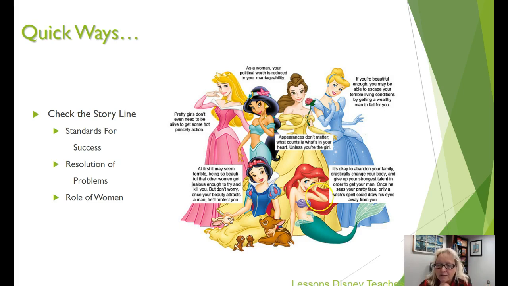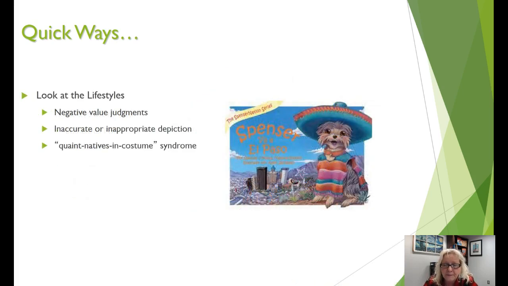So, with The Little Mermaid, the little blurb says it's okay to abandon your family, drastically change your body, and give up your strongest talent in order to get your man. Once he sees your pretty face, only a witch's spell could draw his eyes away from you. So these are subliminal messages, or maybe not even so subliminal, that these movies and books could be giving to young girls, which we don't want to give them that message.